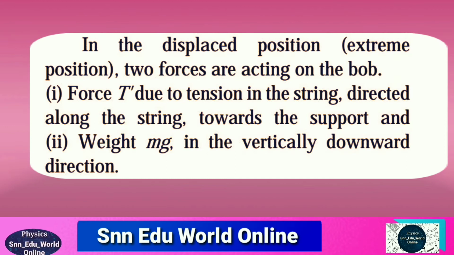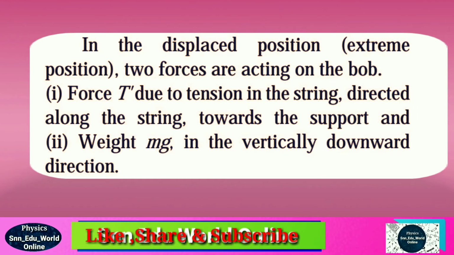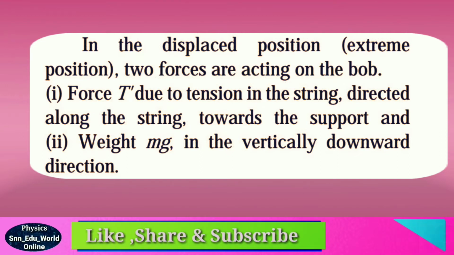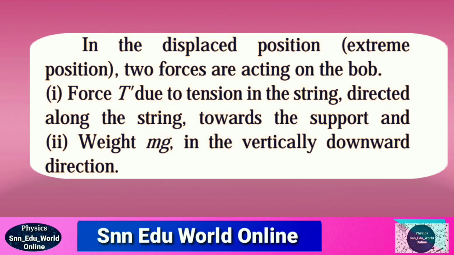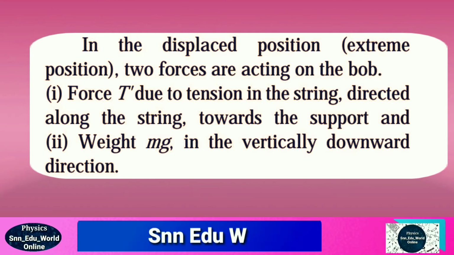So see here, in the displaced position, that is the extreme position, two forces are acting on the bob. The first one is the force T' due to tension in the string. Due to the weight, the tension T' is developed in the string, directed along the string towards the support. The other one is the weight mg in the vertically downward direction. So these two forces are acting on the bob.